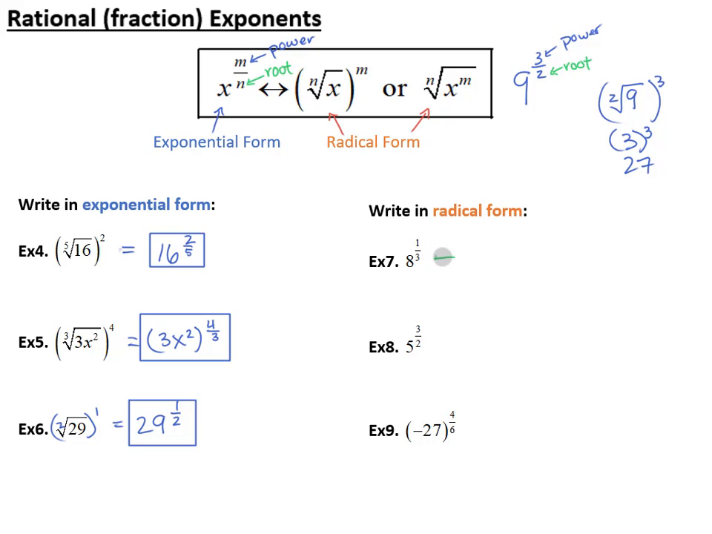So how would I write 8 to the 1/3 as a radical? Well, remember the bottom tells us what root. So this would be the third root of this value of 8 raised to the first power. Remember the top number is our power. Well, if it's anything to just the first power, we don't really need that. We can just write it as the cubed root of 8 as our final answer.